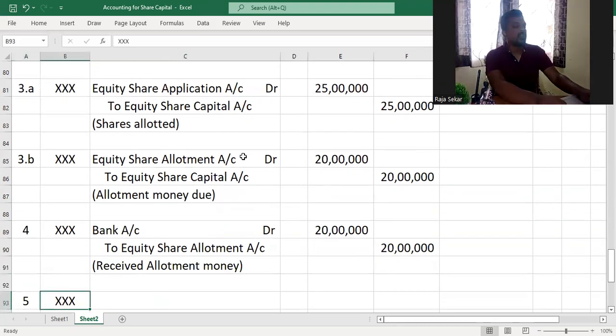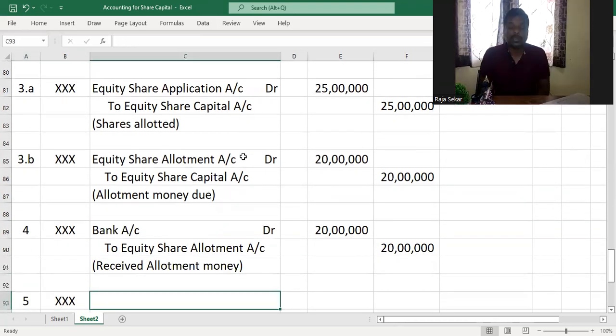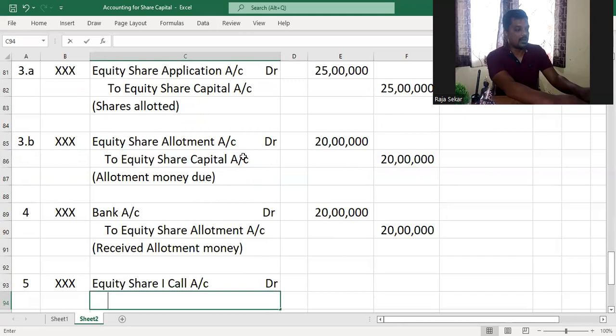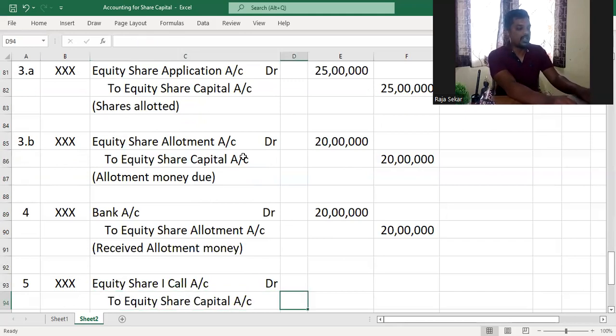All right, children. Now the next journal entry would be what the company would wait for some time, and then as it is announced, after a point of time, it will actually make the first call due. What do you mean by making the first call due? It means that the company will call all the shareholders and tell them that it's time for you to pay the next installment, which is the first call. So we have to make the first call due. So an asset account called equity share first call account will be debited. In traditional approach, it's a personal account, to equity share capital account.